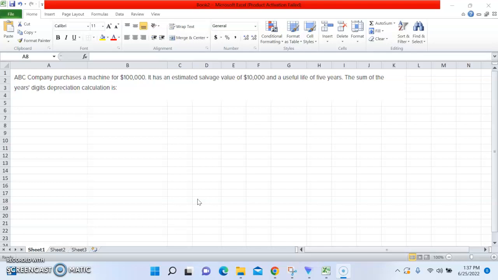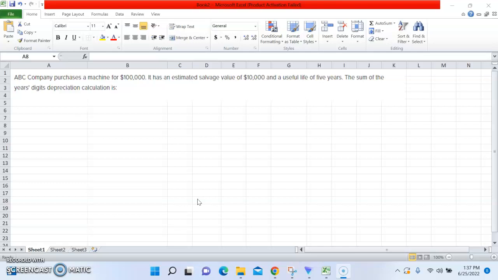So today we're going to talk about what the sum of years digits is and how to calculate it. The formula for the sum of years digits is a little bit different than straight line depreciation, the double declining balance, and the units of production.